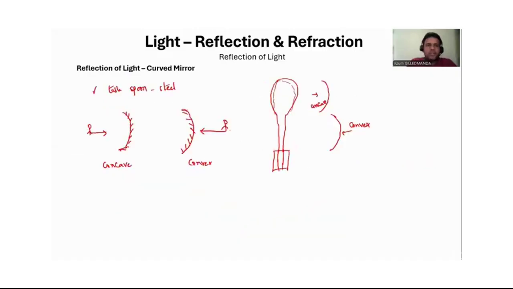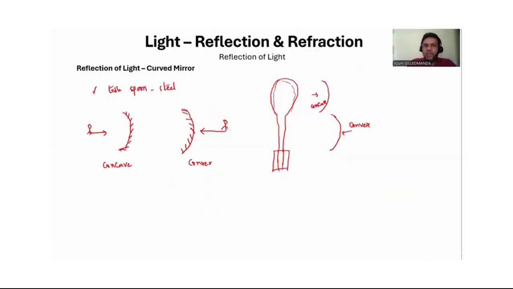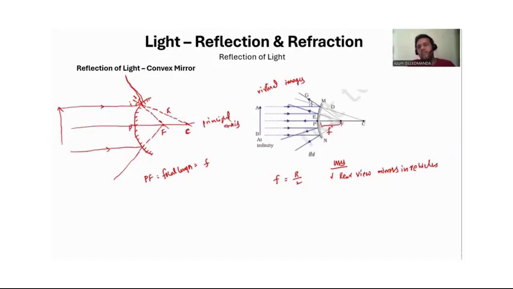So yeah, to recap, right? What we have learned: we learned about the plane mirror, and then we learned about what a curved mirror is, and in curved mirrors, we looked at what a concave mirror is, and then what a convex mirror is, and the various parameters, right? What is C, what is F, what is focal length, all that stuff.